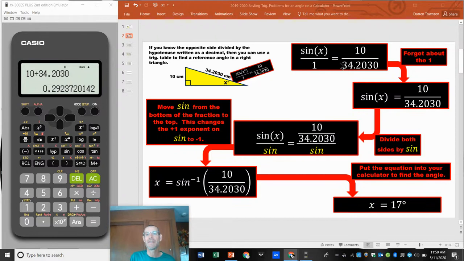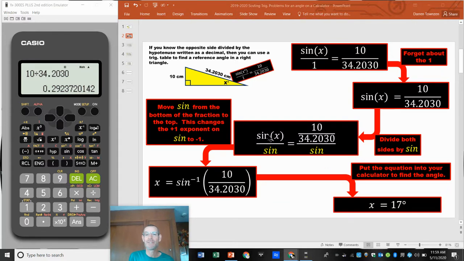So the first thing that I'm going to do, I'm going to forget about the one on the bottom. So even though this is a proportion, I'm going to rewrite it, and now I'm just going to have the sine of x equals 10 over 34.2030. Step number one. Step number two, I want to get the x by itself. I want to solve this equation for x. So I'm going to divide both sides by sine.